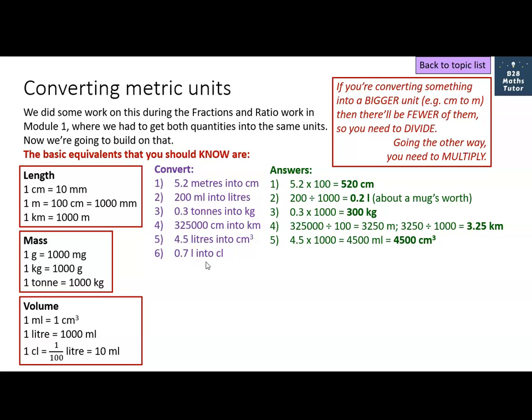0.7 litres into centilitres. Well, 1 litre is 100 centilitres. So we've got 0.7 of 1 litre, so 0.7 of 100 centilitres. So that's 0.7 times 100, which is 70 centilitres. And you'll often see that on a bottle of wine.